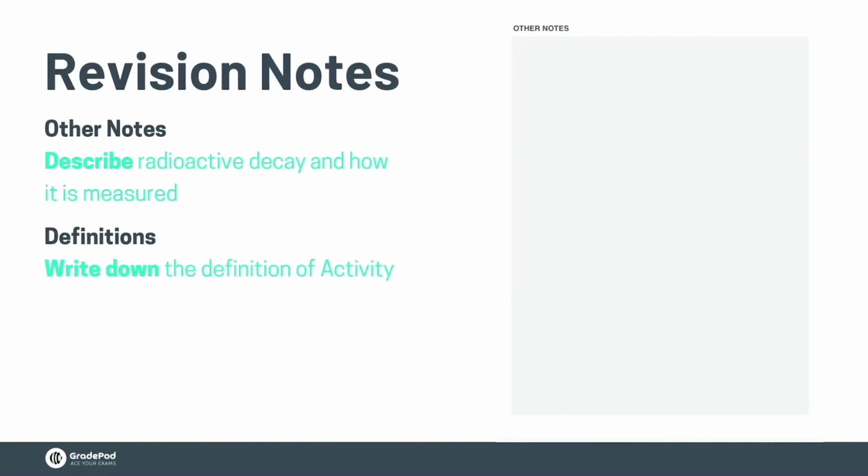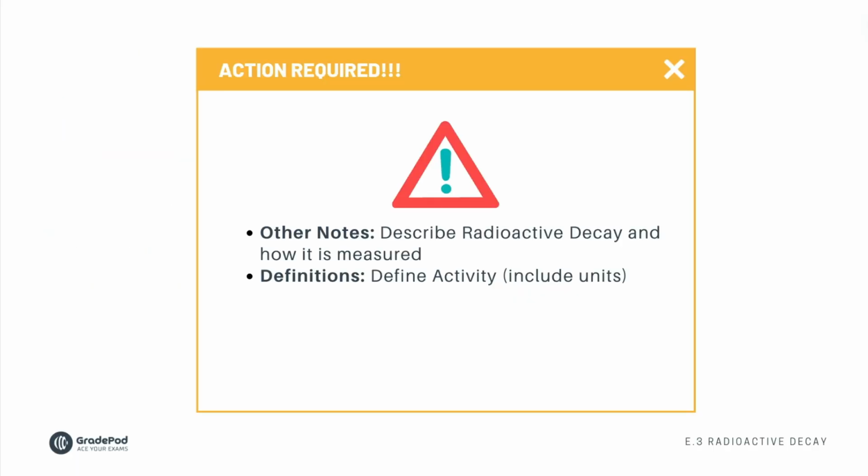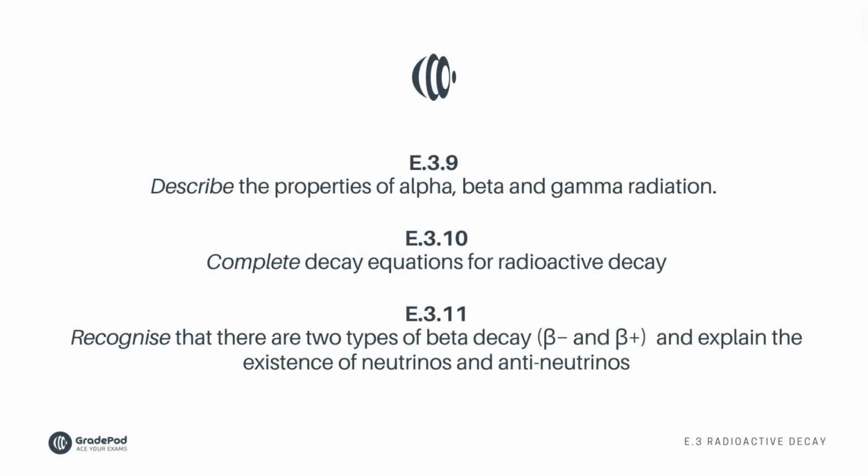We go to our other notes section, and we'll describe radioactive decay and write down the definition of activity. That covers the basics. Let's head to your revision note template, go to the other notes section and describe radioactive decay, also write down how it's measured, then head to your definitions section and define activity, including the units of becquerels.